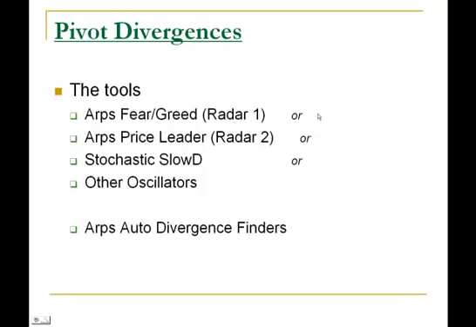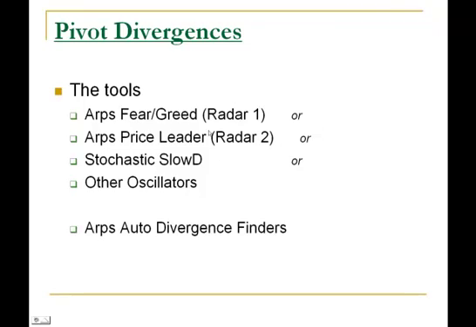which is pivot divergences. Some of the tools that I need in order to identify the pivot divergences are a good oscillator. One of my favorite oscillators is the Arps Fear Greed tool, Radar 1, and I'll show you that momentarily. The Arps Price Leader, Radar 2, also makes an excellent divergence oscillator. A lot of people use stochastic, slow D oscillators, MACDs, CCIs. You can use a lot of different oscillators.